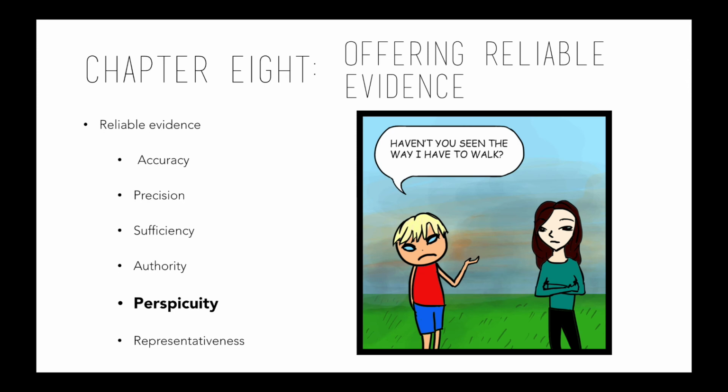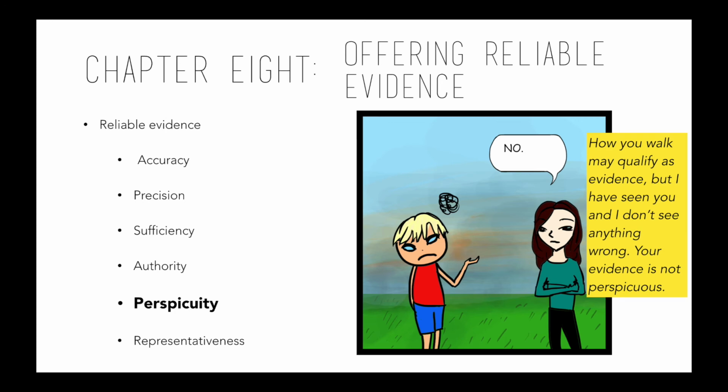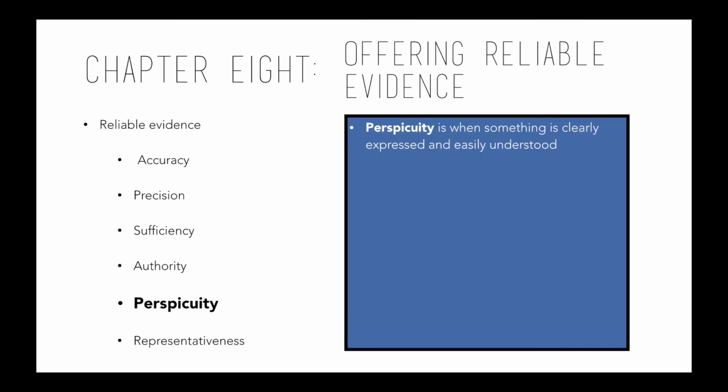The fifth criterion is perspicuity. Perspicuity is when something is clearly expressed and easily understood. For example, the boy says, "Haven't you seen the way I have to walk?" implying evidence that he needs new shoes. But the girl simply answers, "No." His evidence is not perspicuous, as the girl doesn't see anything wrong with the boy. His evidence has not been expressed clearly enough. If readers cannot see your evidence as evidence, you might as well offer none at all.